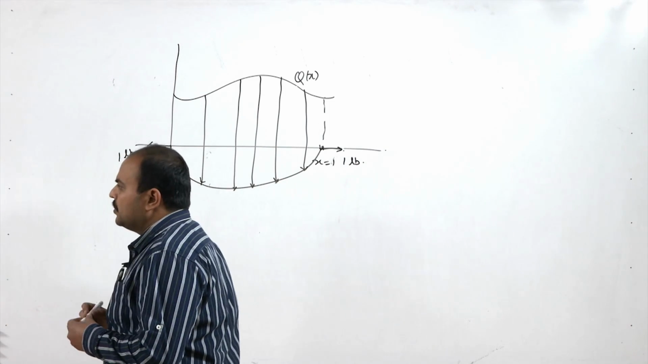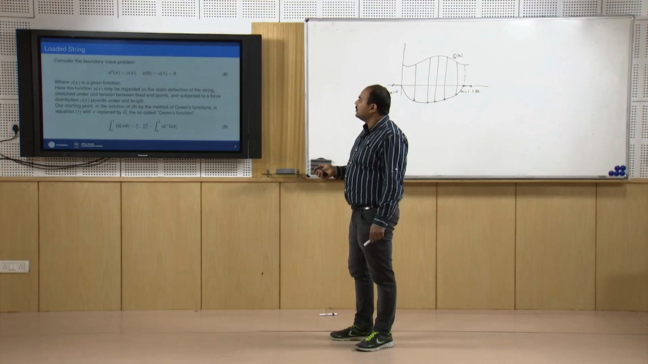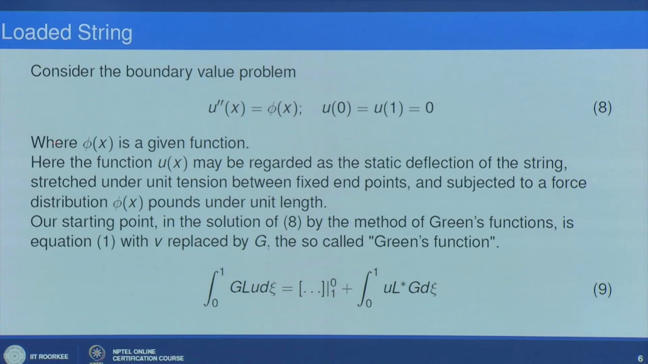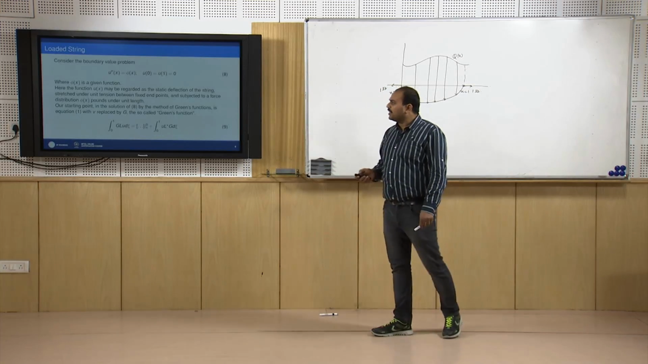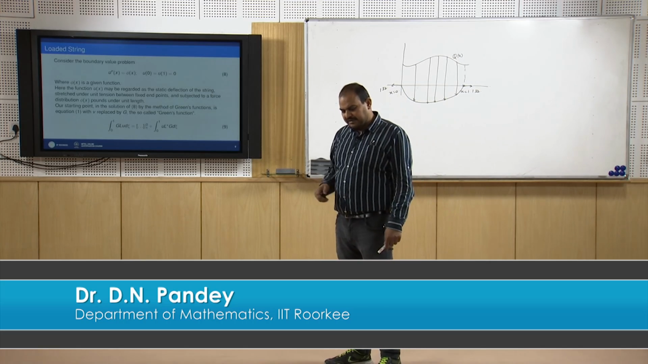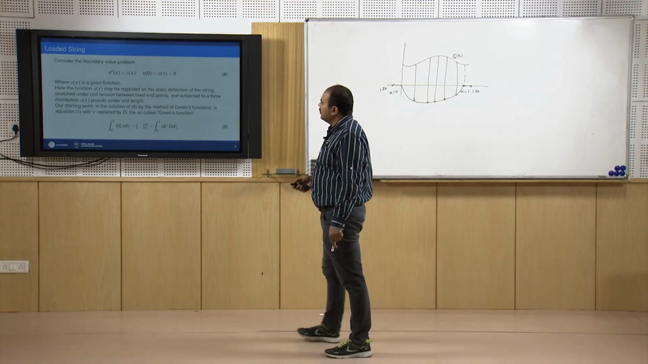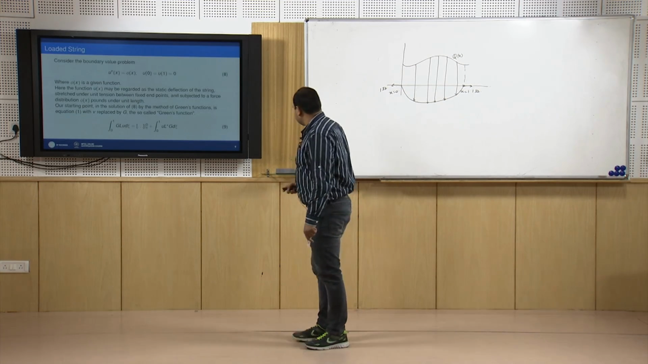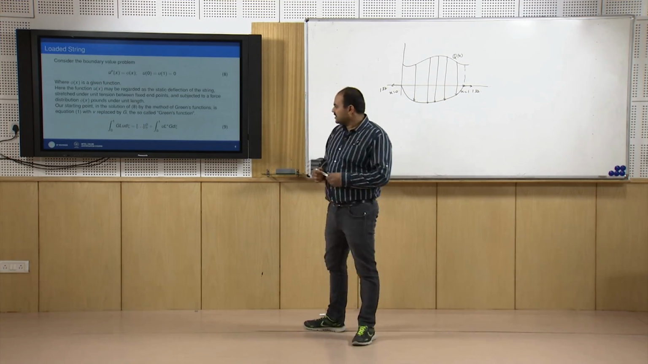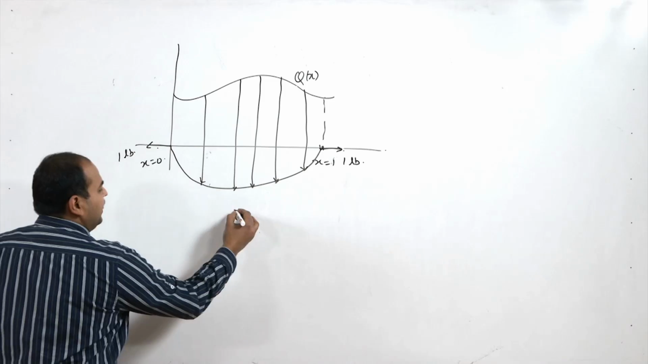Okay, so now we try to find the solution of this particular problem, u''(x) = phi(x), u(0) = u(1) = 0. We may try to find the solution using the variation of parameter method, but here we try to solve it in a different context. So here we try to solve this using the Green's function method. If you look, the idea is something like this.